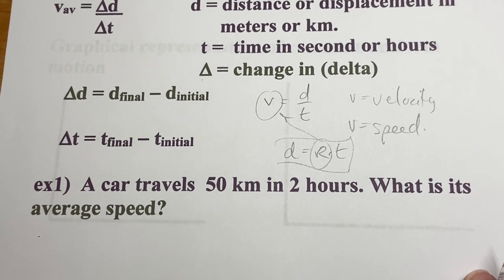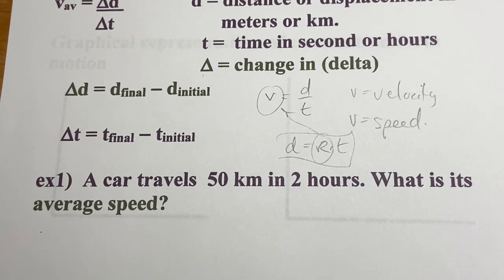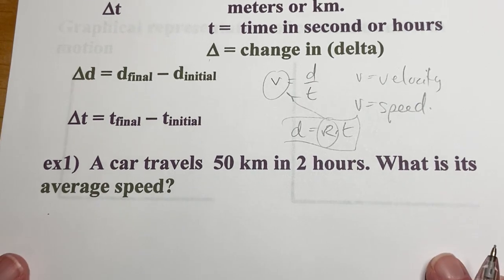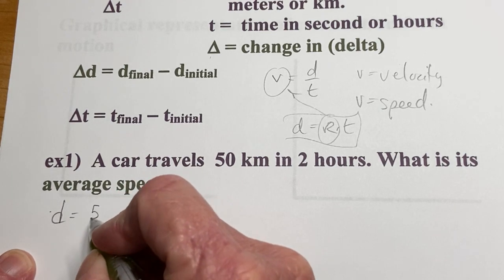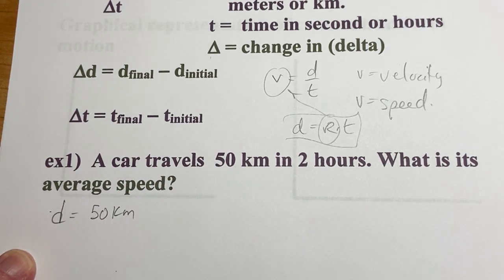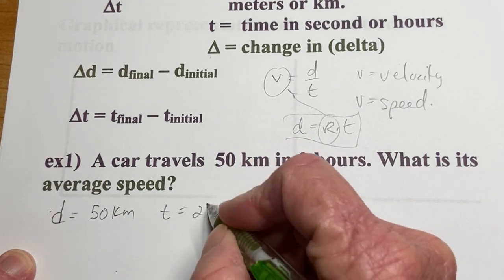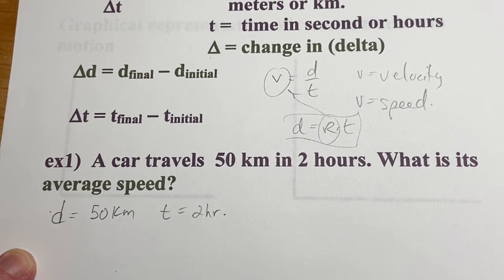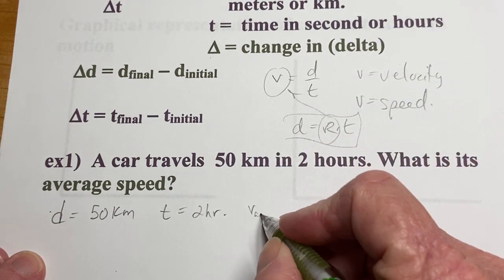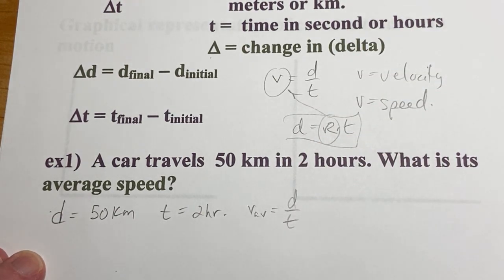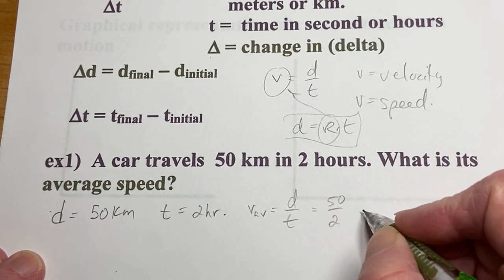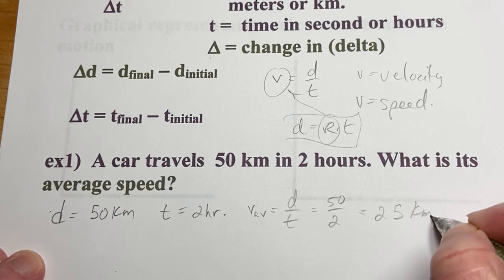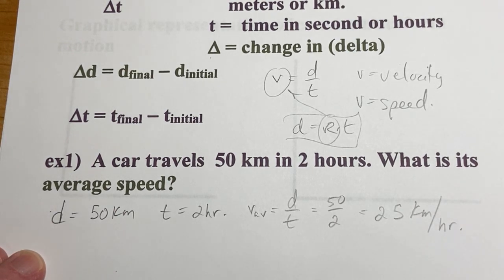So let's take a look at this problem. A car travels 50 kilometers in 2 hours. What's its average speed? So I'm going to ask you to start writing down variables. D. Well, that's the distance. It's 50 kilometers. The time is 2 hours. What formula are we using? Well, obviously this one. V average is distance over time. See, I already dropped the deltas. Okay, so it's going to be 50 over 2, or 25 kilometers per hour.